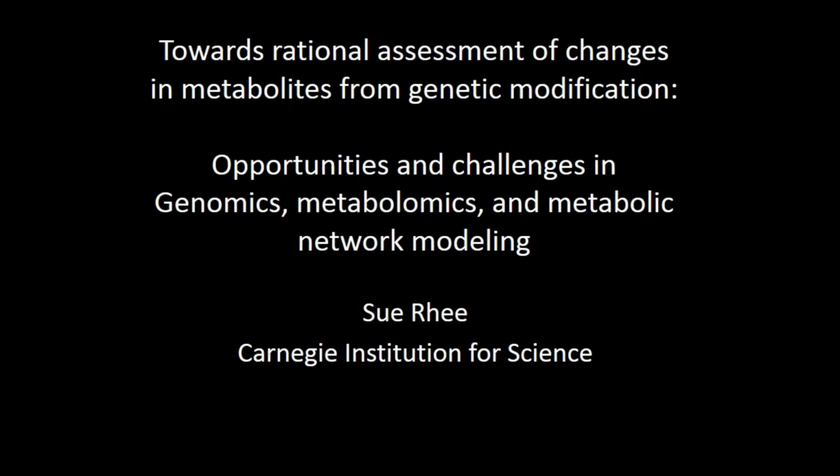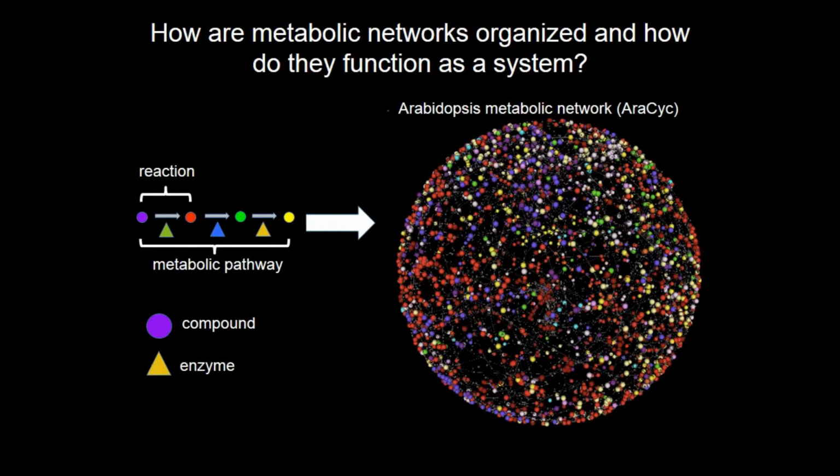of chemical transformations that are catalyzed by enzymes. An individual chemical transformation is a reaction. And a plant cell typically carries out thousands of these reactions connected into a network. This is an image of an Arabidopsis metabolic network where the circles represent different metabolites belonging to different categories.